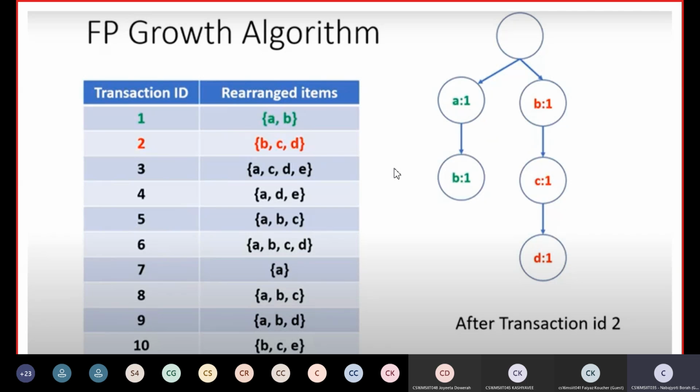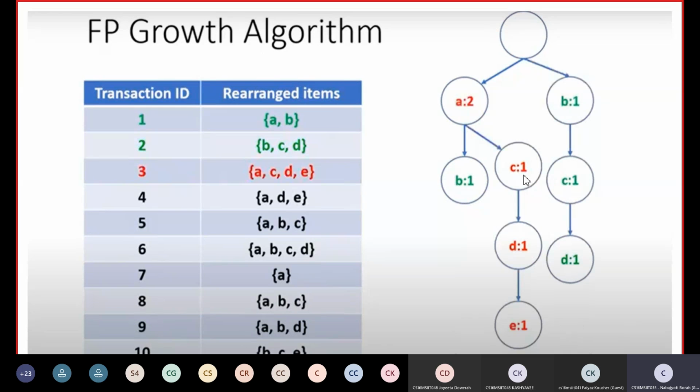Now in my next transaction I have ACDE. But here you will see that I will not create a whole new tree for this, because A is already connected to the root node. So I can use this A and create a new branch from A with CDE. My A count is increased to 2 because A came 2 times. So I have a new branch directly connected to the root node from A: C, D, E. It's not very hard to understand.